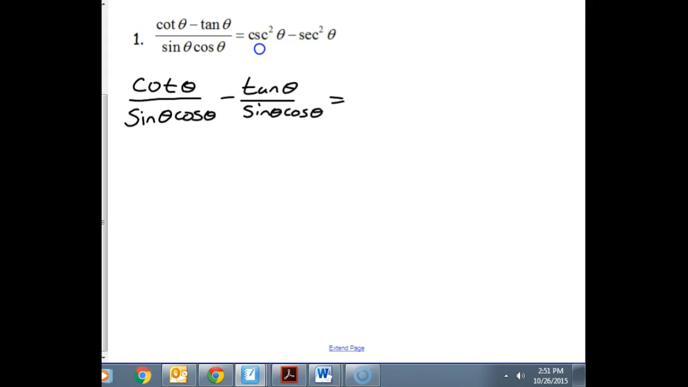Well, what can we do next? What are our options? Well, I have sine and cosine on the bottom of these two. So I kind of want the numerators to be in the same terms as the denominator. So I'm going to change everything to sine and cosine. It's my next step. Notice I'm showing every step. These are proofs. You have to show me every single step. Do not skip steps.